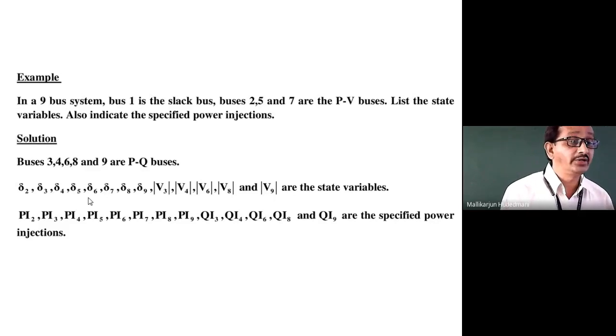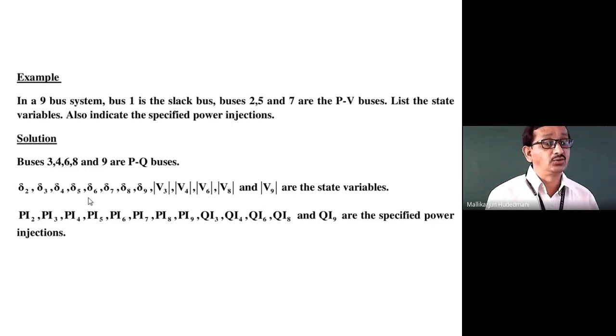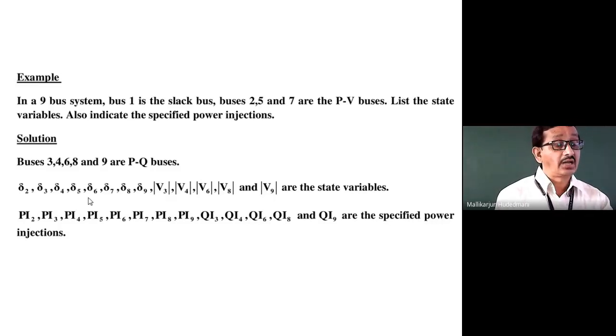Then how about the voltages? You have only 5 voltages unknown. To get V3, what should I do? Q3 I should solve. Q4, Q6, Q8, Q9. Can you see? Q injection or computed power at buses 3, 4, 6, 8, 9. They are mentioned, so I am very clear.